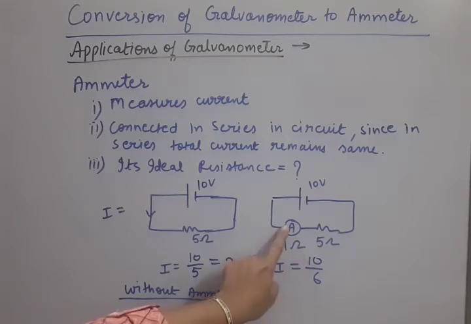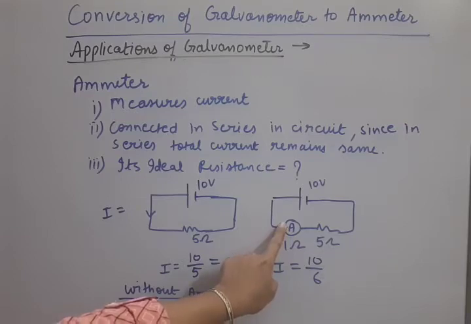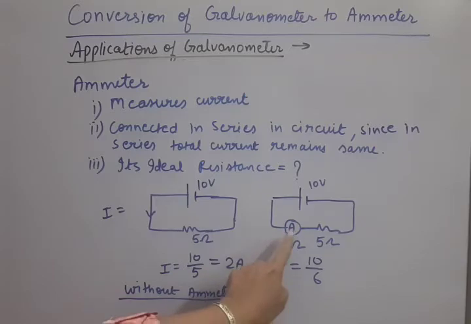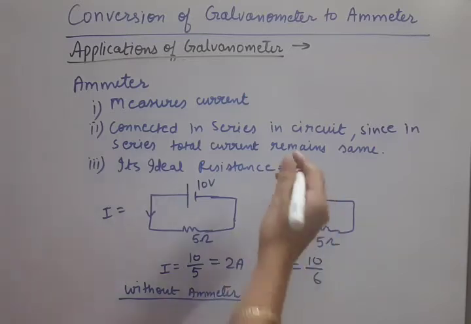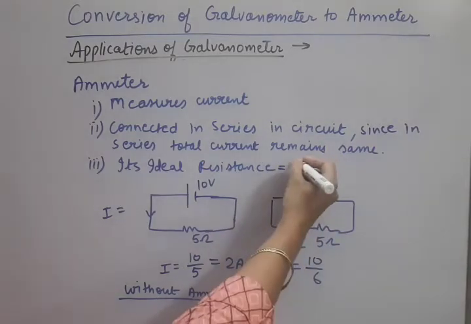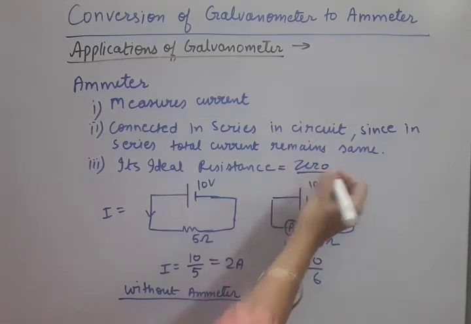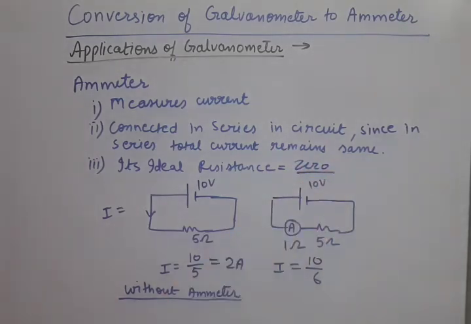So ideally, what should be its resistance? Just think, what should be its resistance? So the answer is that its resistance should be 0. So that's why the ideal resistance of the ammeter is 0. After understanding these details about the ammeter, now we are proceeding to the conversion circuit. Note down all these details.